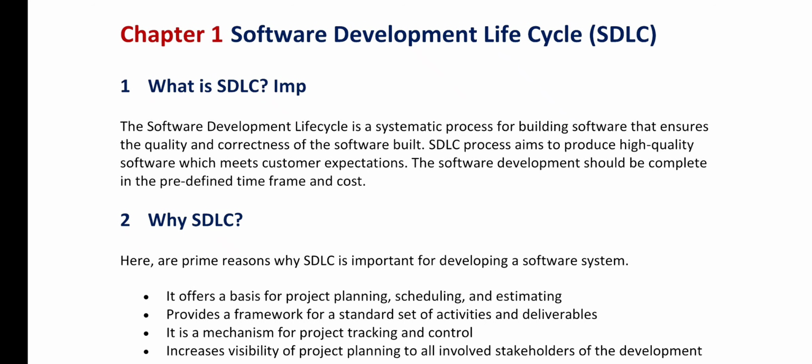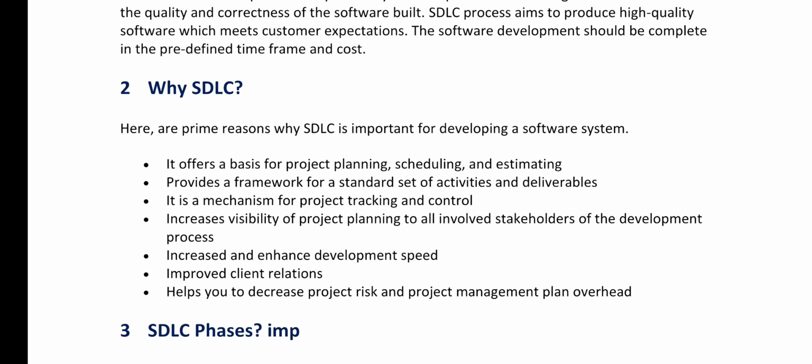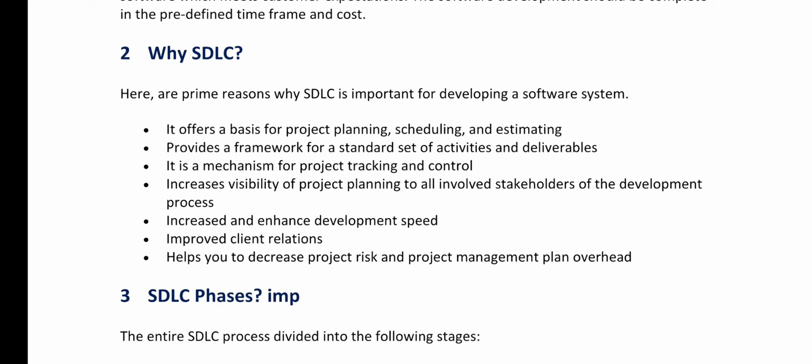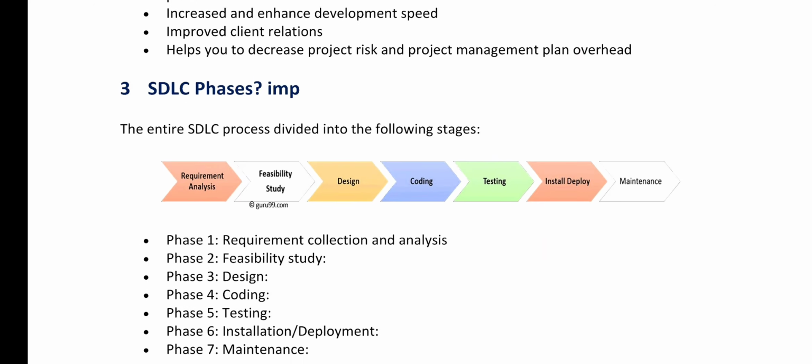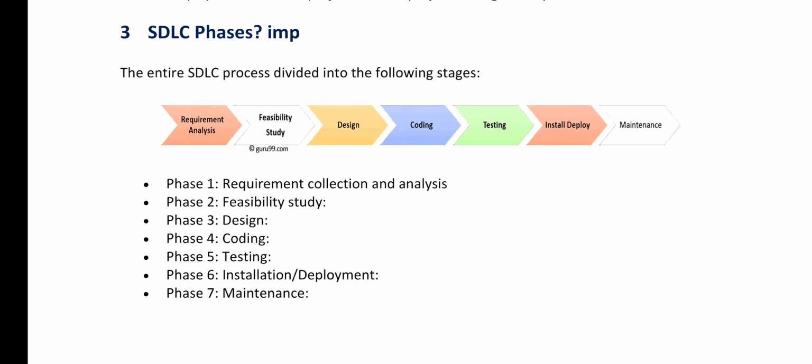Okay, so let's get started. The chapter 1 is about the software development lifecycle. Here we have discussed what is SDLC and why SDLC is important, and the different phases of SDLC, that's the requirement analysis, feasibility study, and design, coding, testing, and deployment and maintenance.